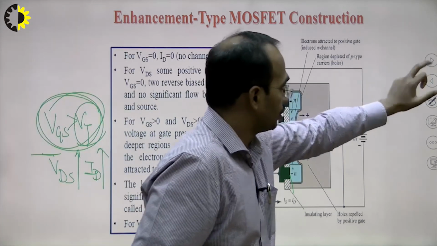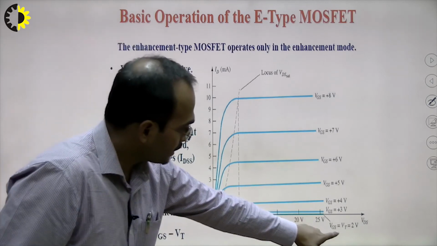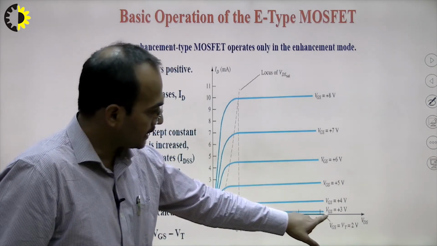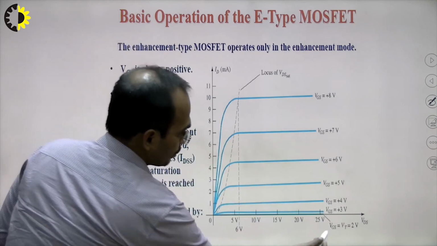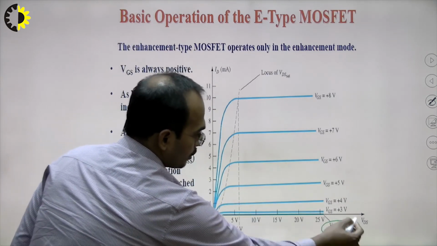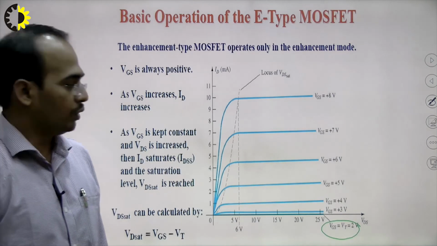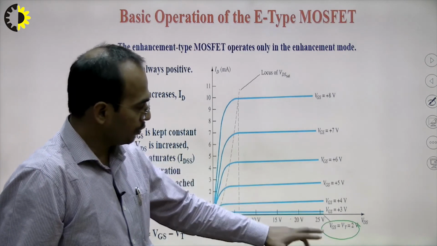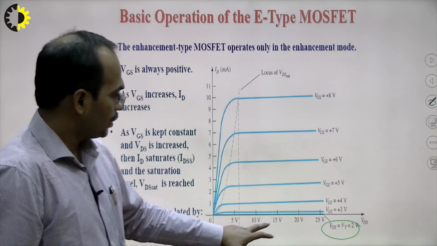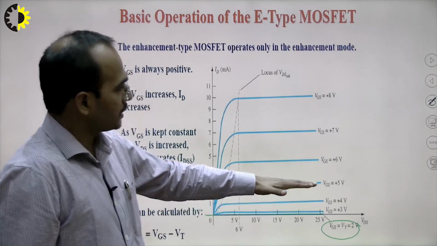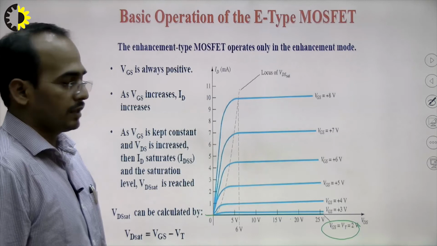So, before VGS reaches VT, the current flowing through the channel is 0. It has been shown that VT is equal to 2 volt. Suppose VT is equal to 2 volt. Before VGS reaches 2 volt, the current flowing from source to drain terminal is 0. As VGS increases beyond that, the drain current increases.